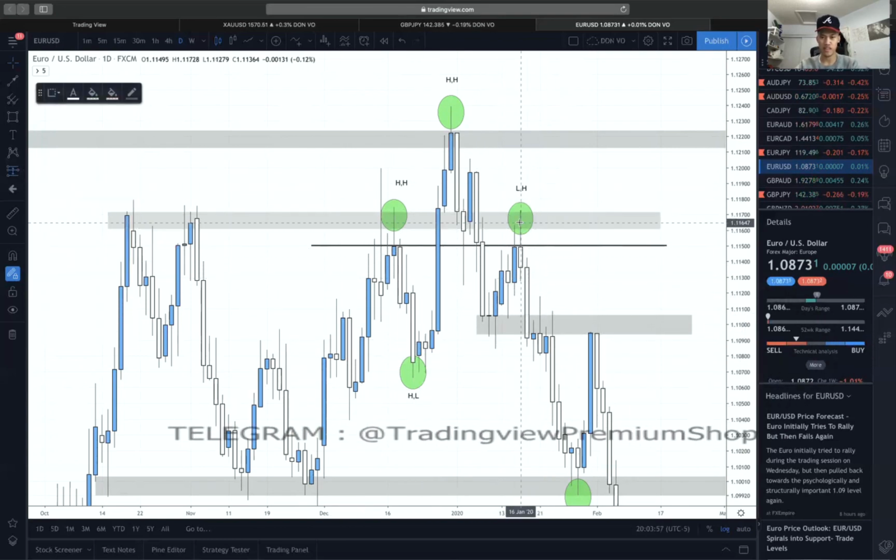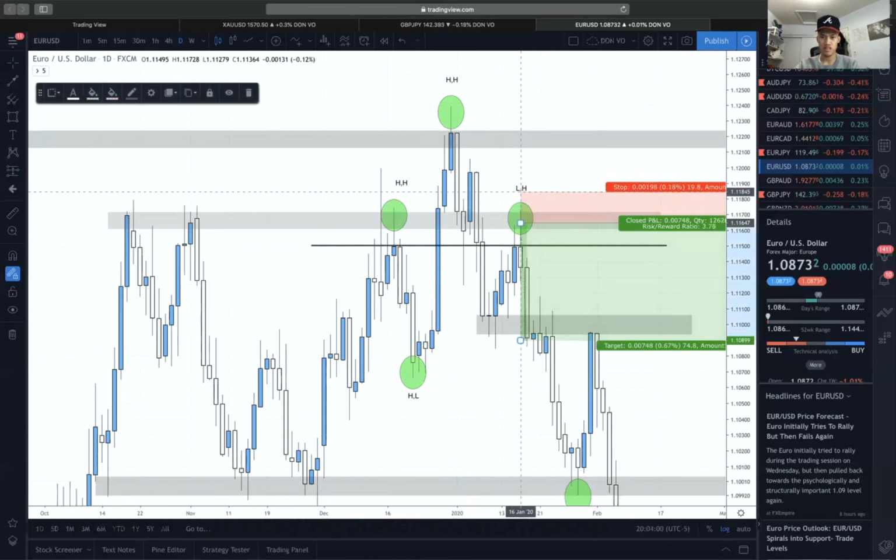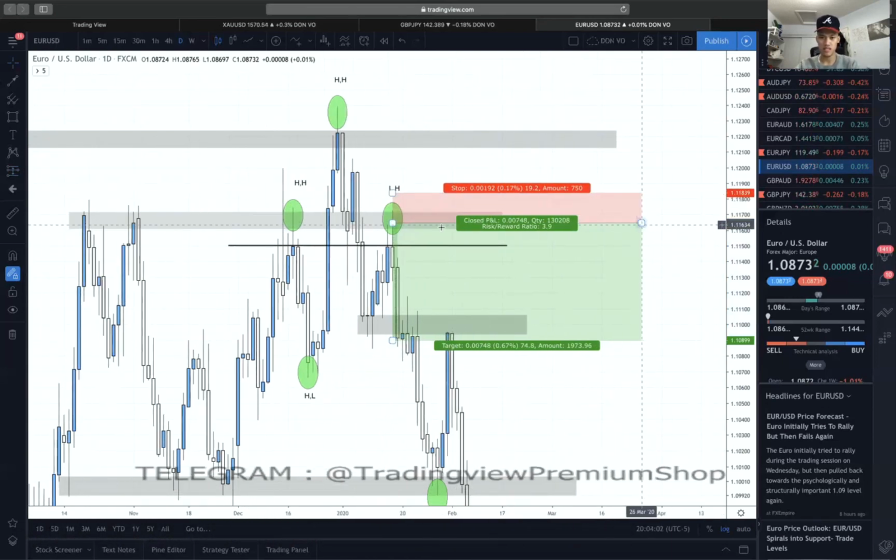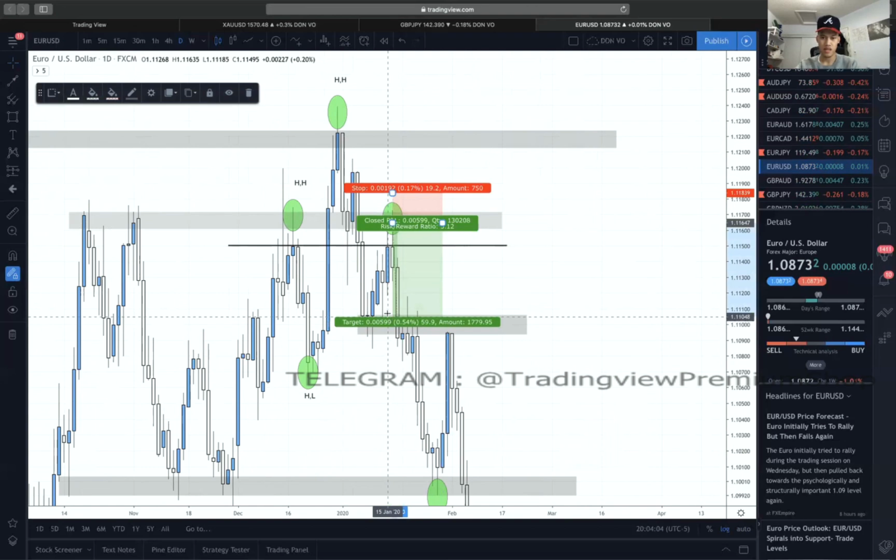You could have entered a short right here, right there. Stop loss a little bit above that zone, 19 pips. After TP, it's seeing a spot right there. And boom, another 50 pips.